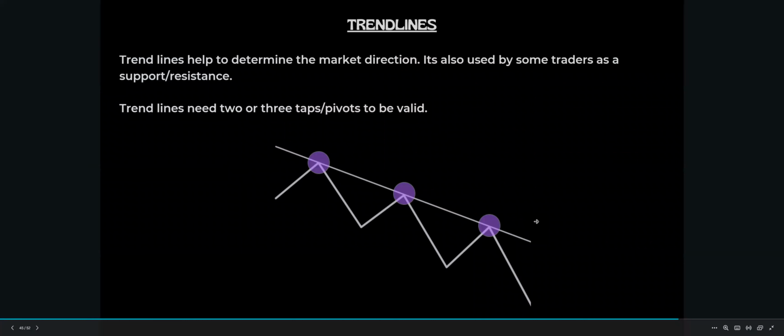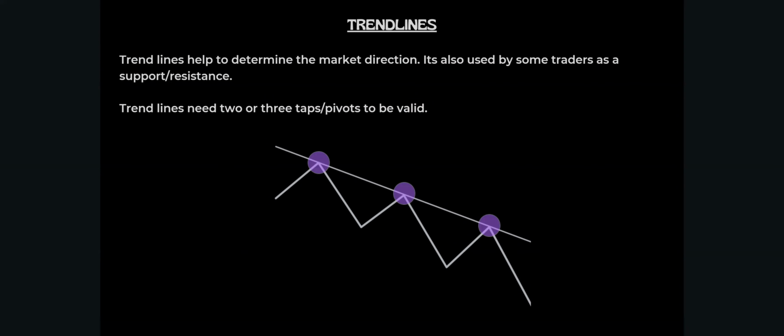All right, so let's look at trend lines now. I'm not the biggest advocate for trend lines, but trend lines do have a place in the market, and they are one of the oldest trading tools that traders have used over many years, right? So trend lines help us determine the market direction. And it is also used as support and resistance by some traders.